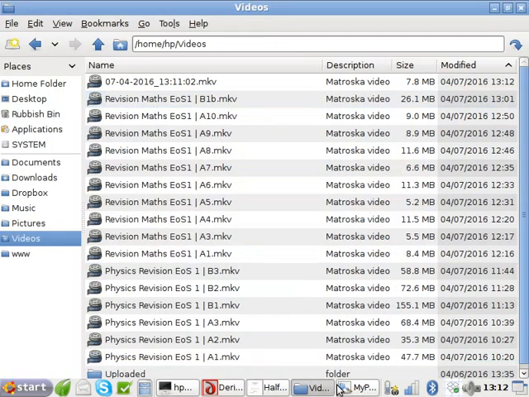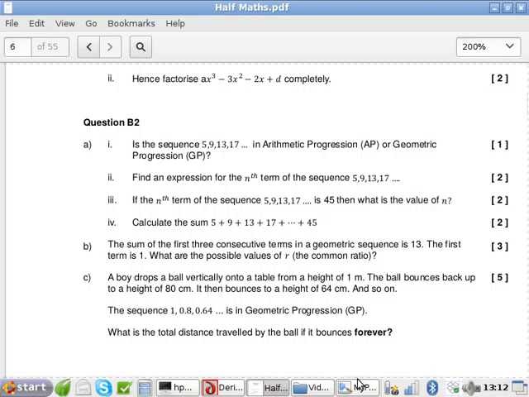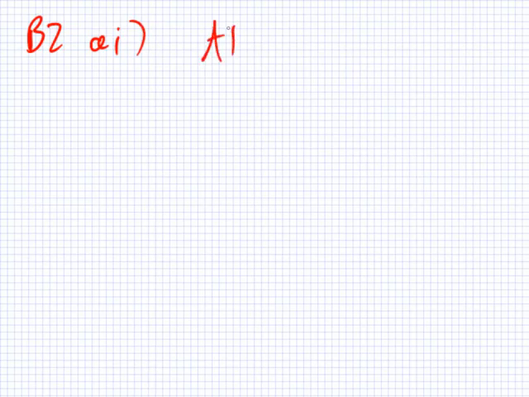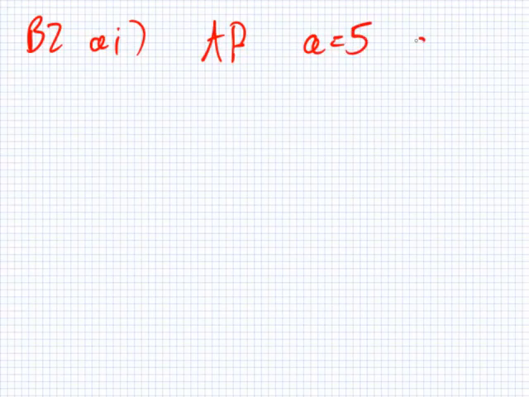B1B. Okay, so this now is B2. Is this sequence arithmetic or geometric? Yep, arithmetic. B2 A1, it's arithmetic. And what's the A? 5. And the D? 4.